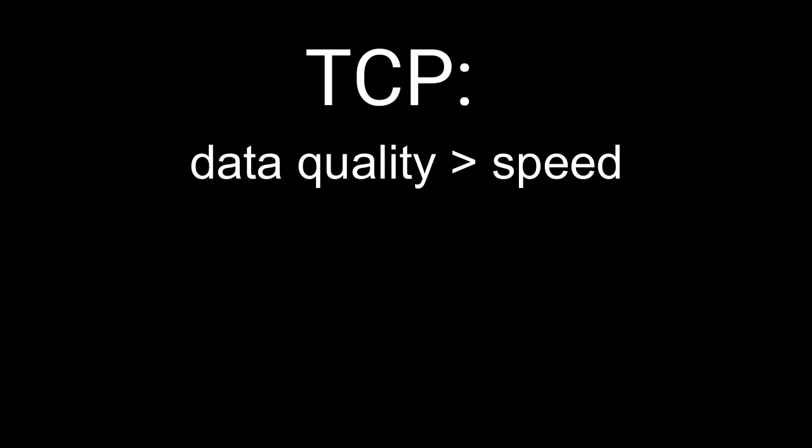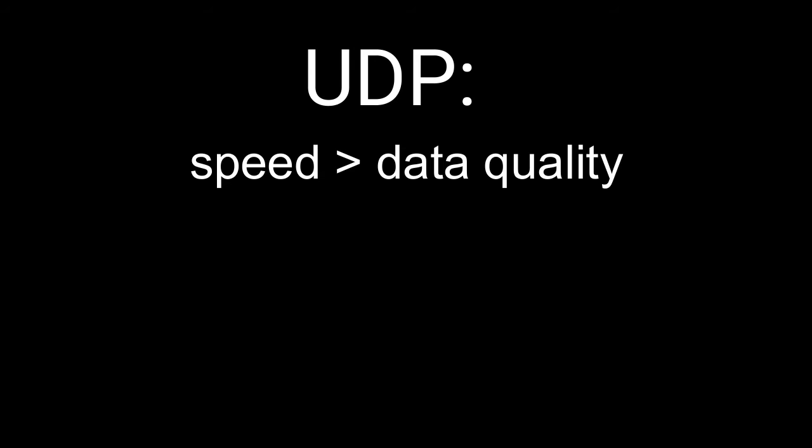If a segment of data is missing, Layer 4 will retransmit that segment. TCP and UDP are both very well-known protocols and they exist at Layer 4. TCP favors data quality over speed, whereas UDP favors speed over data quality.